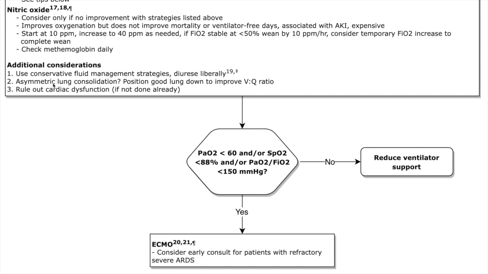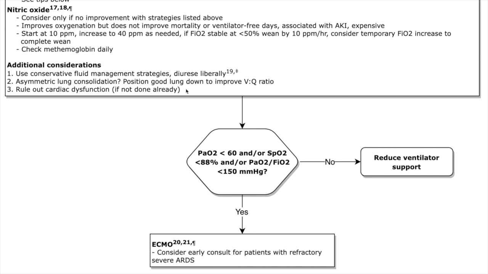Something else to consider is that if the patient has asymmetric lung consolidation, you might want to position the good lung down. You can do this simply by putting a wedge under the patient's back and tilting them in bed. This has the possibility of improving the ventilation to perfusion ratio.